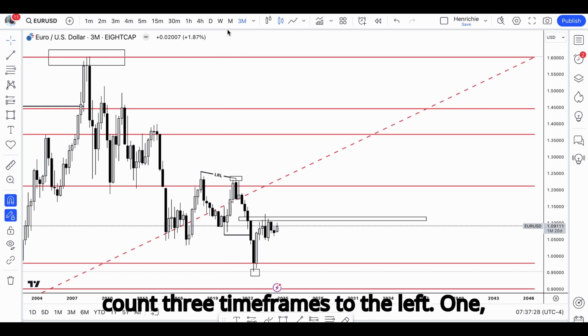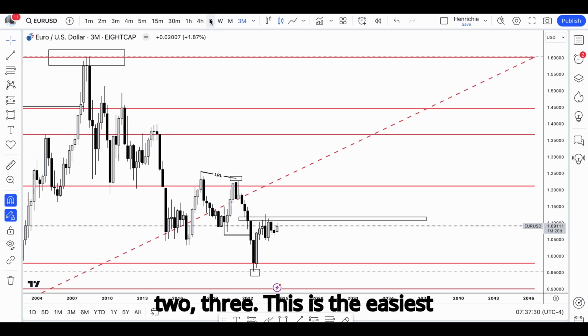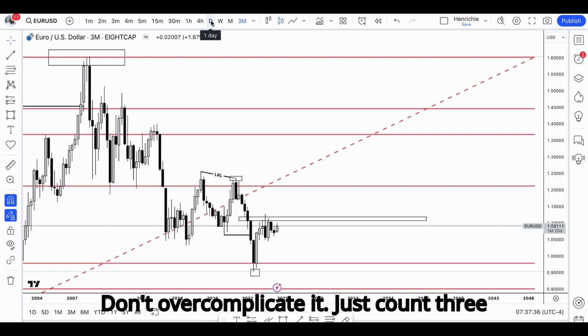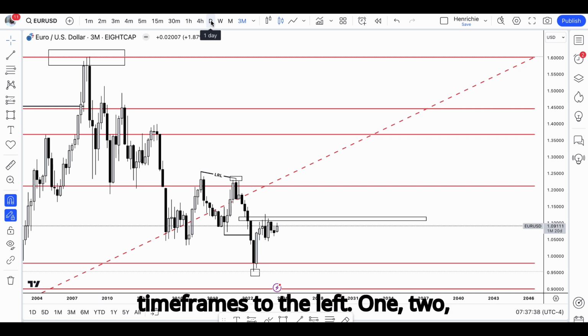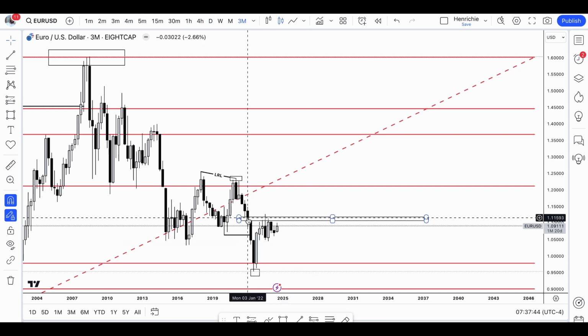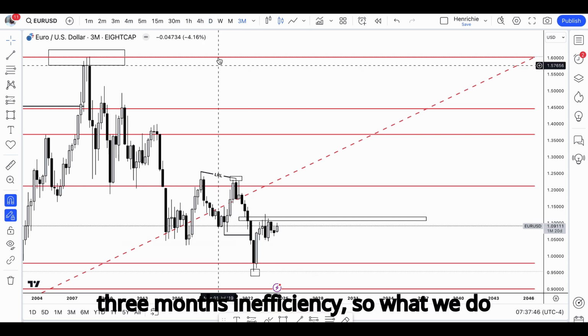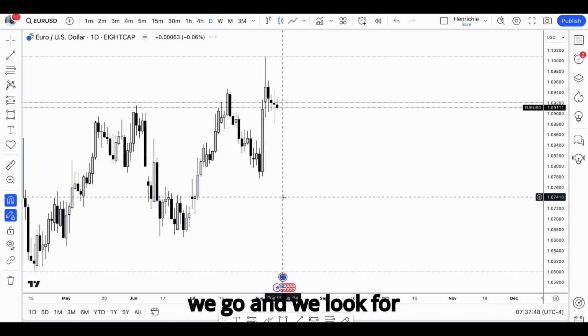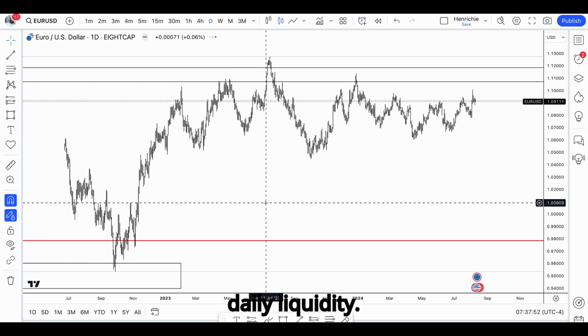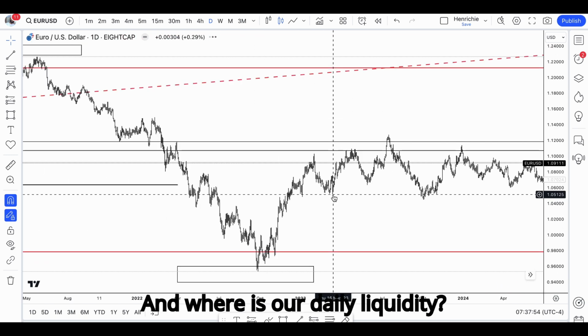It's very simple. Just count 3 time frames to the left. 1, 2, 3. This is the easiest way that I'm going to explain this. Don't overcomplicate it. Just count 3 time frames to the left. 1, 2, 3. Right here we mitigated a 3-month inefficiency. So what we do, we go and we look for daily liquidity. And where is our daily liquidity?